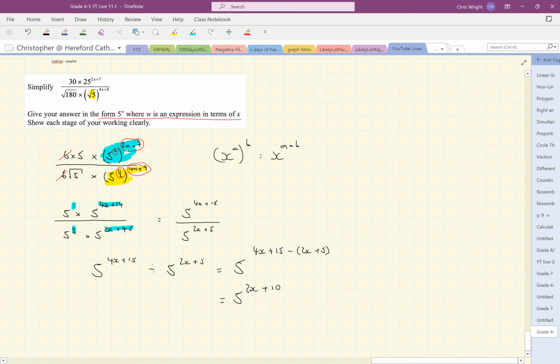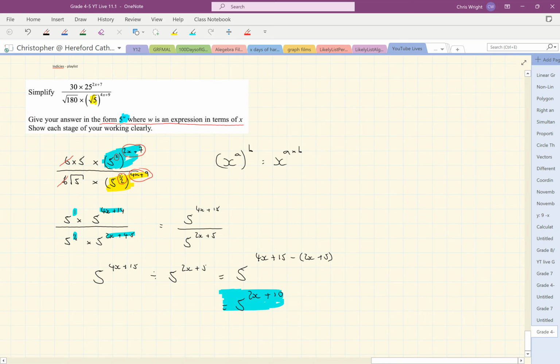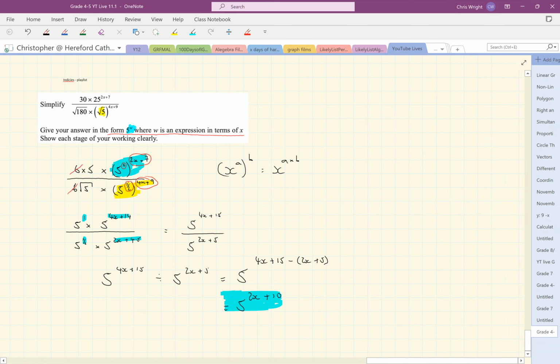So give your answer in the form 5 to the power of something. I've done that, where w is an expression in terms of x. Done. Show each stage of your working clearly. So I think that is the solution to that question.